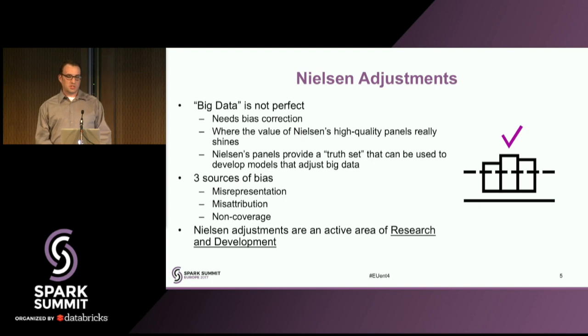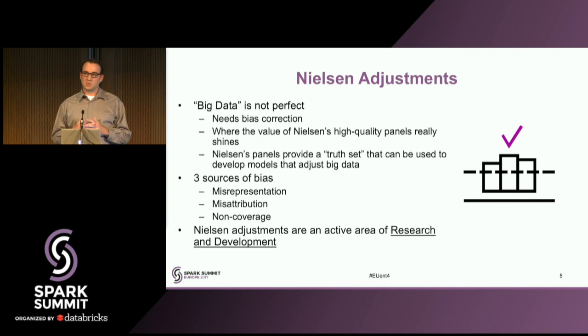So a little bit about the Nielsen adjustments. Big data is not perfect. It needs bias correction in order to be accurate. And that's where the value of Nielsen's high-quality panels really shines, because we can actually use our panels to have a truth set. We go out and recruit households and have verified demographics for people in person. So that serves as our truth set, and that can sometimes differ from what their digital footprint says.